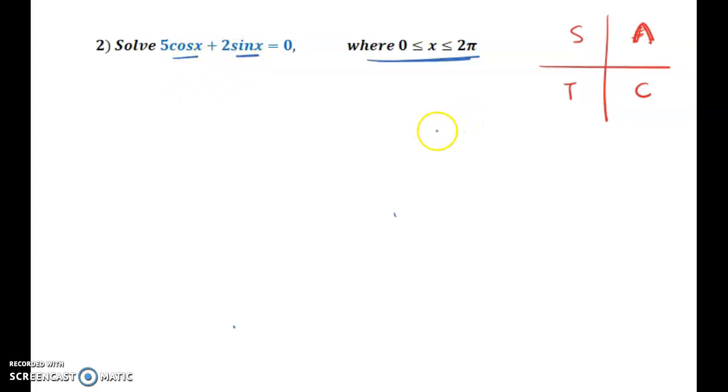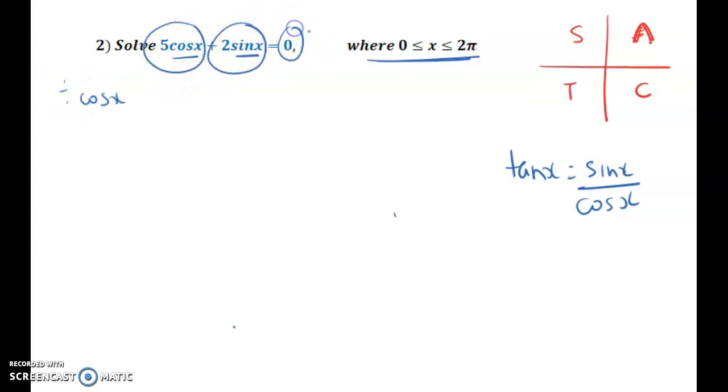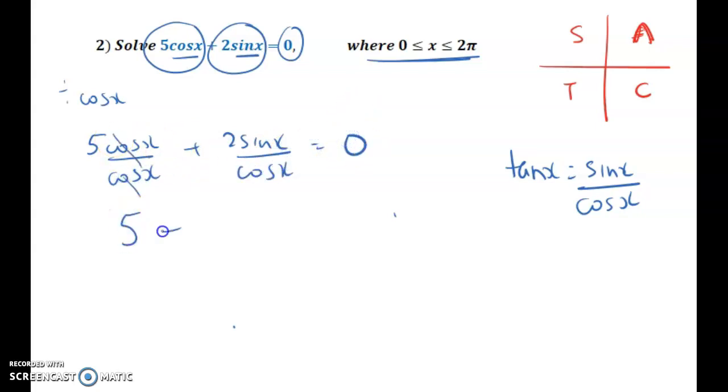Now one connection that cos and sine has is tan x. Tan x is sine x on cos x. Right? So if I were to divide throughout by cos x, that is divide this by cos x, this by cos x, and this by cos x, let me see what will happen. I'll end up getting 5 cos x on cos x plus 2 sin x on cos x, and of course 0. This will become 5 alone. This will actually become 2 tan x, and then I simply work this just like the other sum from before.